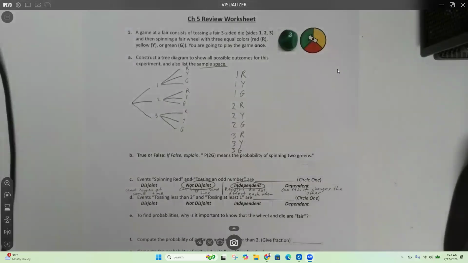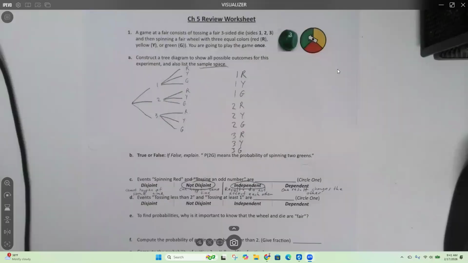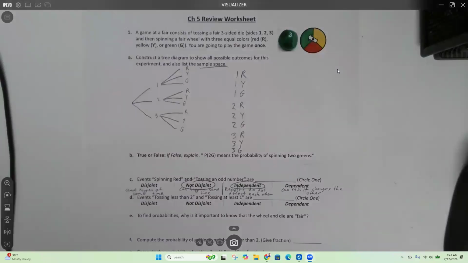An example of a dependent situation we'll look at in a second, but dependent would be like, let's say I rolled two dice and I needed the dice to add up to six. If I roll the first die and I get a one, that's going to change what I need to get when I roll the second one, right? So that might be a bad example, but we'll talk more about independent and dependent.